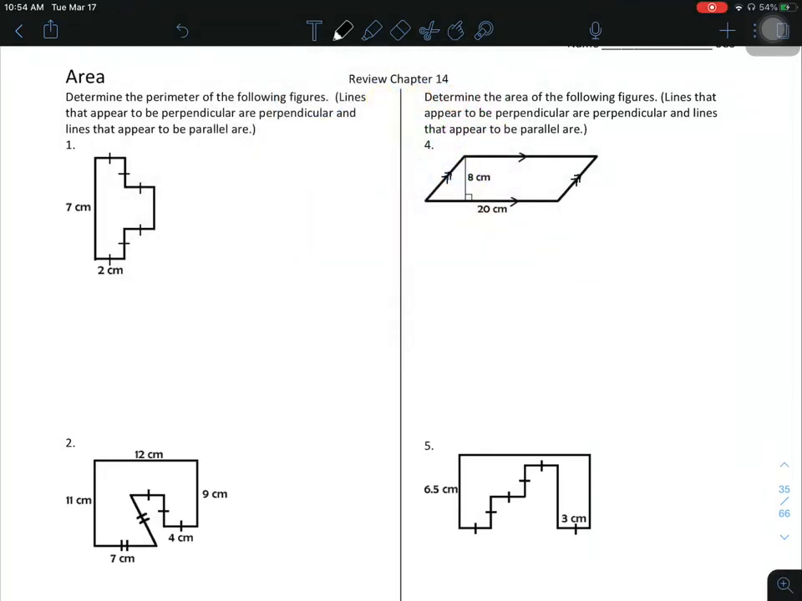Geometry. Review chapter 19, which is finding perimeters and areas of various shapes.